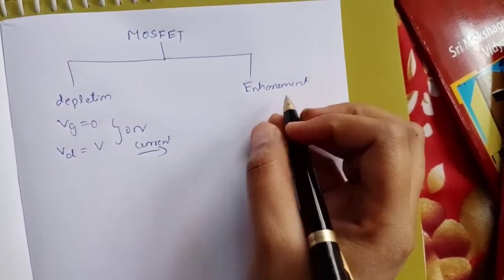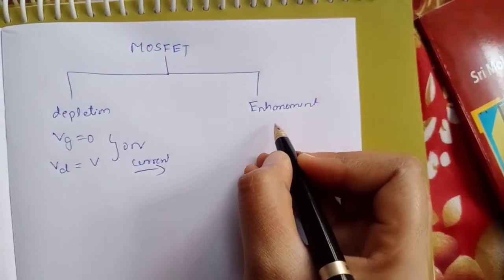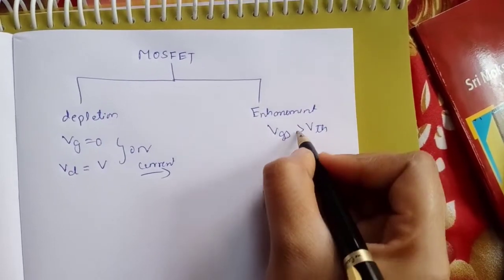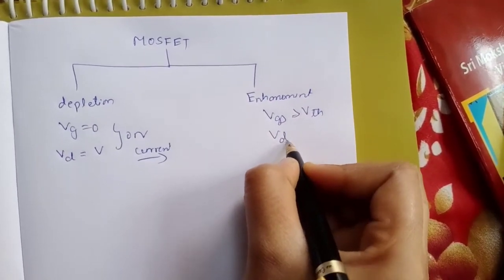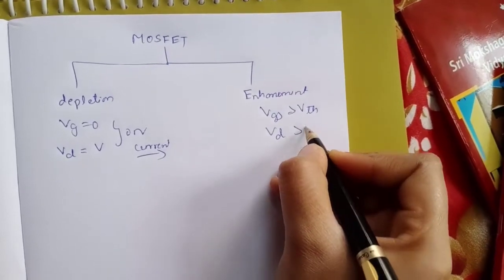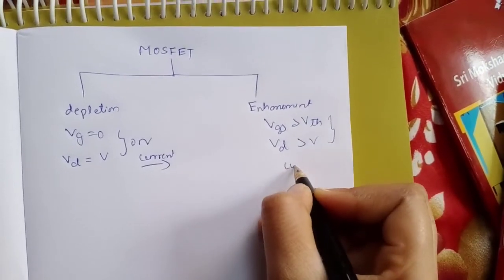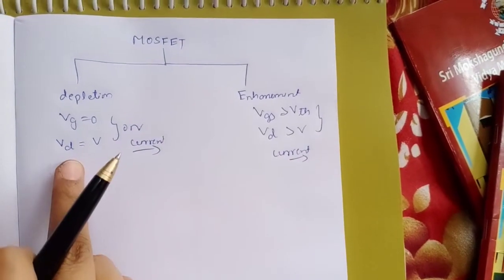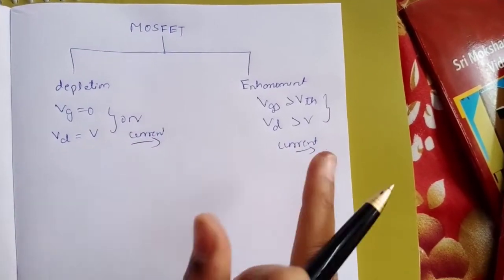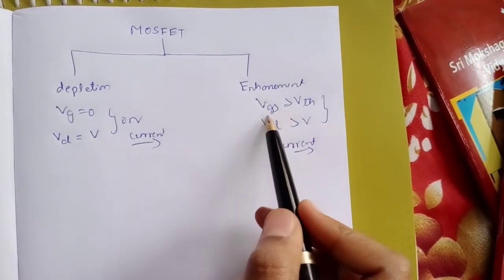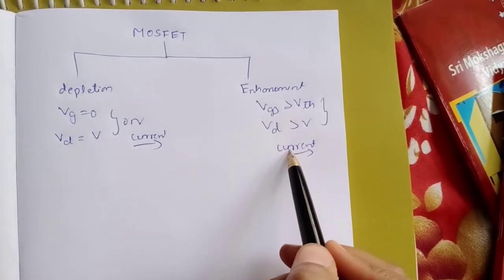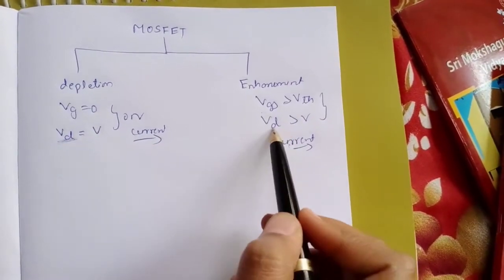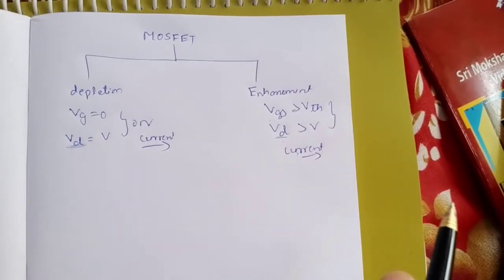In enhancement mode, we need to create the channel. For that, we need to apply VGS greater than the VTH value, and then if we apply VD, the current starts to conduct. In depletion mode, the channel is already created. In enhancement mode, after application of the gate voltage, the channel will get created, or the channel inversion will take place. Then if we apply any drain voltage, current starts to flow from source to drain.